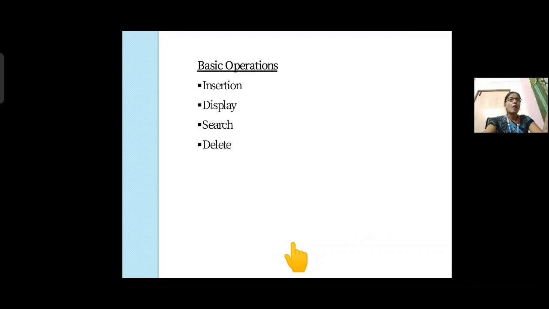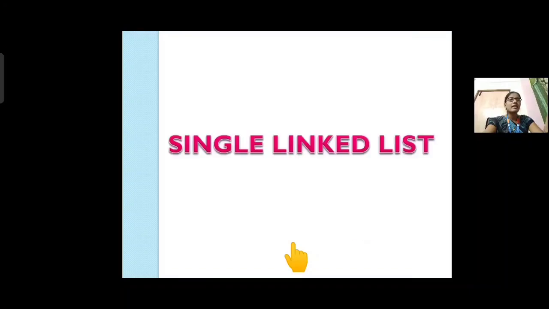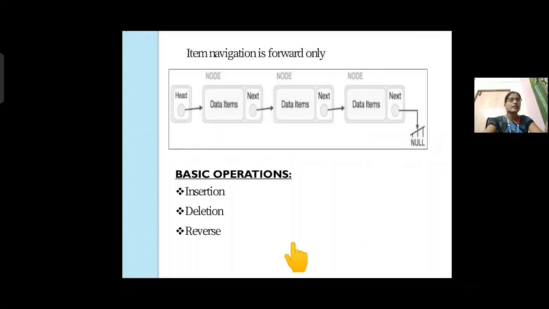Next, basic operations: insertion, display, search, delete. These are the basic operations of linked lists. Next, single linked list. First of all, what is a single linked list? If item navigation is forward only, then it is called a single linked list. So this is the single linked list representation.